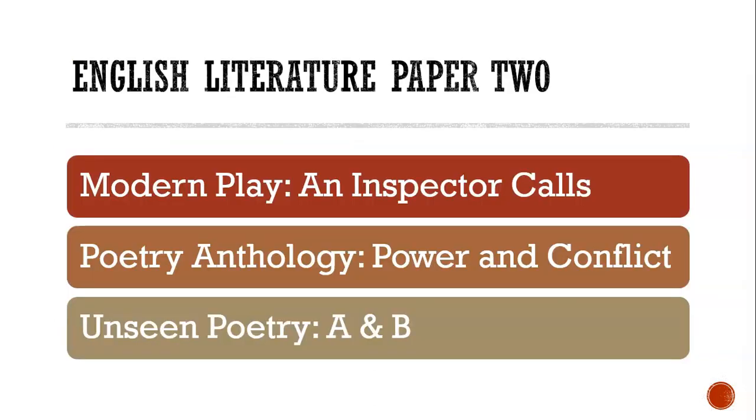Remember, English Literature Paper 2, you'll have a modern play, My Student Study An Inspector Calls, also the poetry anthology, My Student Study the Power and Conflict, and then the unseen poetry, parts A and B. So essentially, it's 2 hours and 15 minutes and 3 essays. An essay on the modern play, an essay comparing 2 poems, and an essay on the unseen poetry, and then a comparison paragraph as well. It is a tough paper.